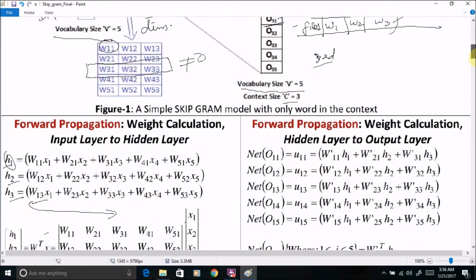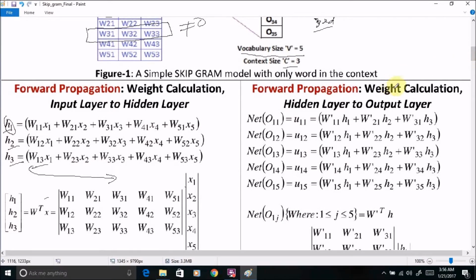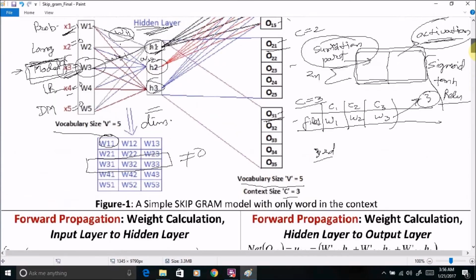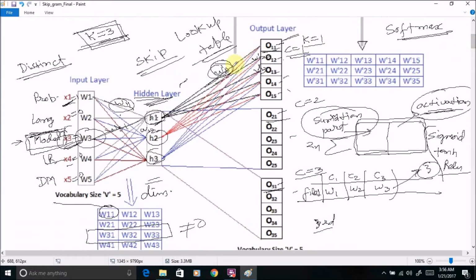So the next part of forward propagation is the weight calculation from hidden layer to output layer. Now here, let us represent the weight of neurons from h1 to o11 as w-11, h2 to o11 as w-21, and h3 to o11 as w-31.